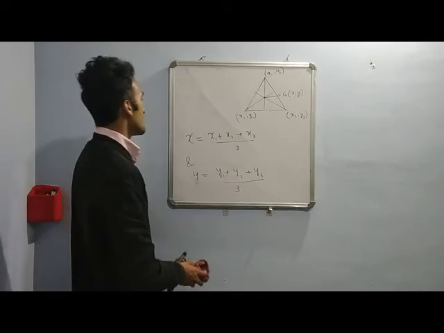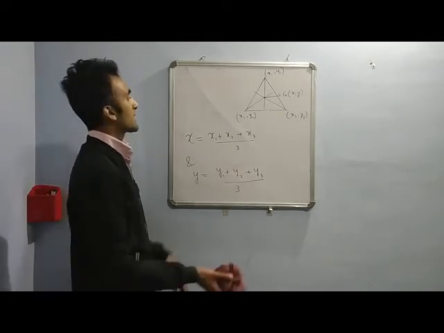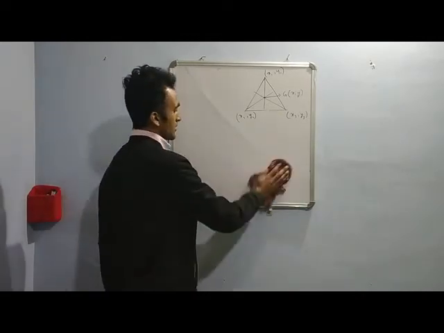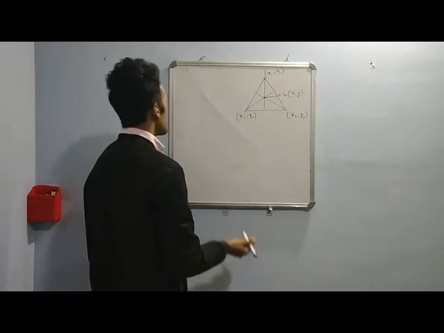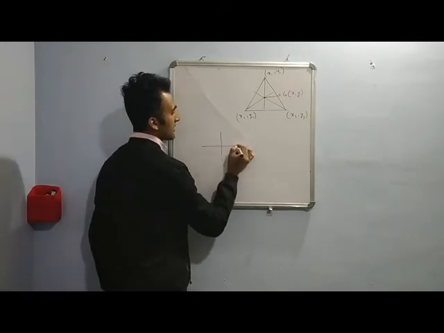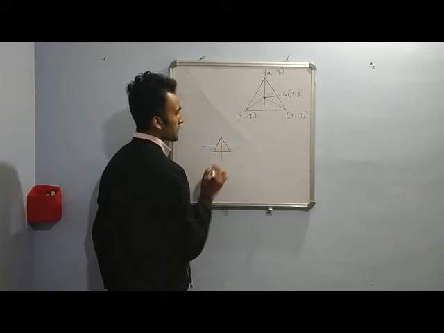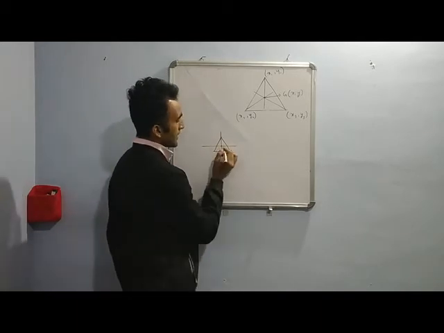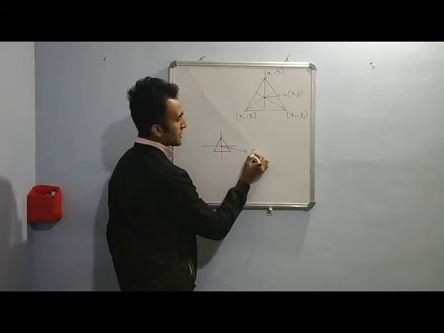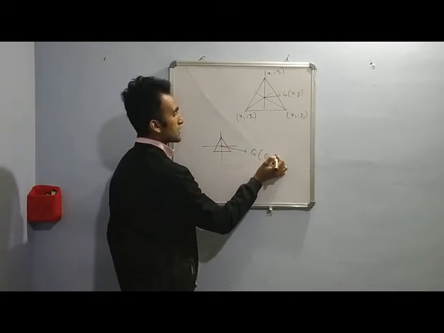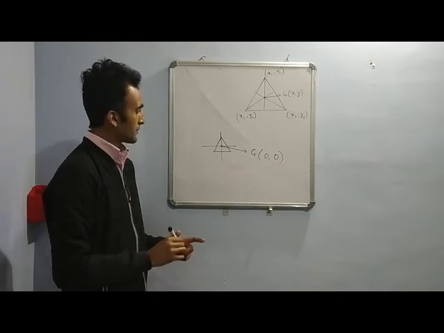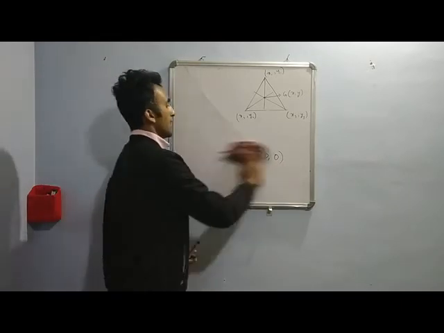So this is done. This is all about the centroid. And the centroid can lie in any place, even at the origin. If the centroid is at the origin, then the coordinates of centroid G are nothing but 0, 0. Okay, now let's see the questions.